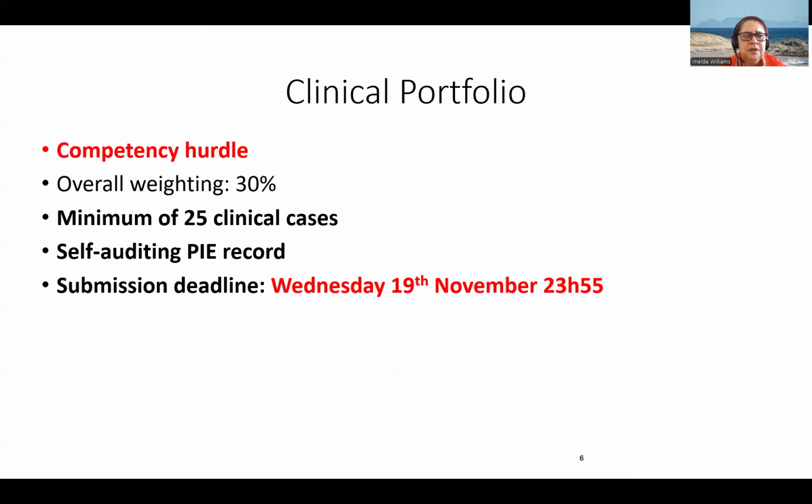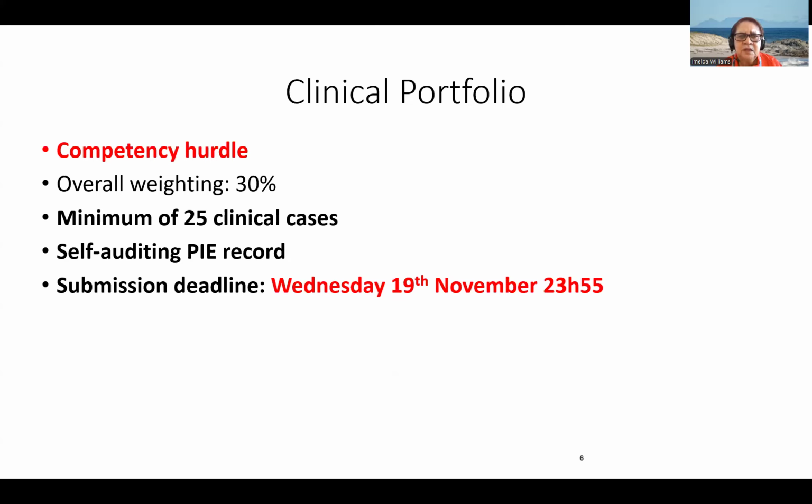The clinical portfolio has a competency hurdle. What that means is you must pass this unit with a minimum of 50%. If you do not achieve 50% at first instance, you will be given a second opportunity to resubmit your clinical portfolio, and that will then be capped at 50%.